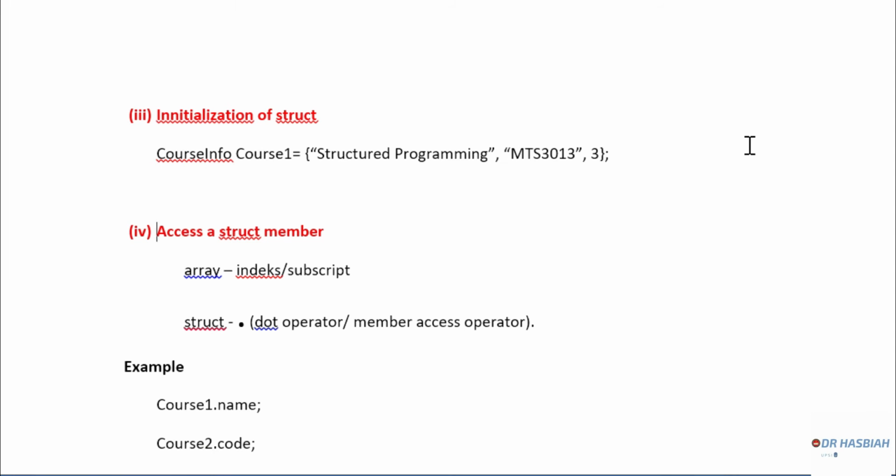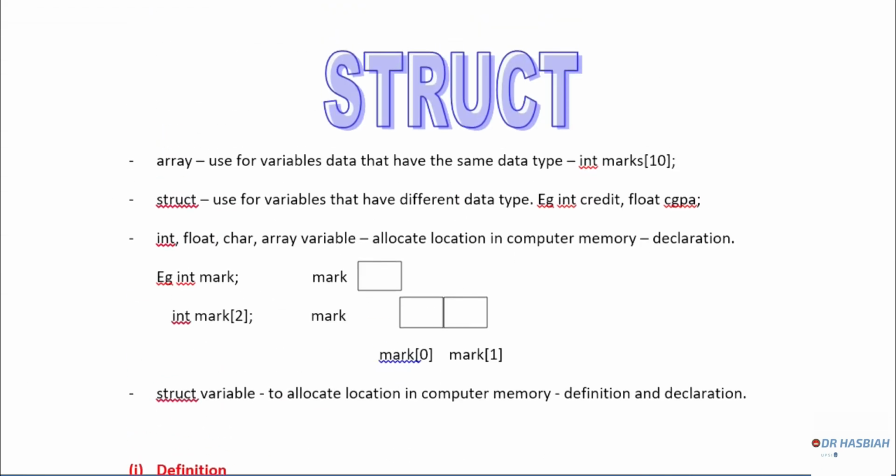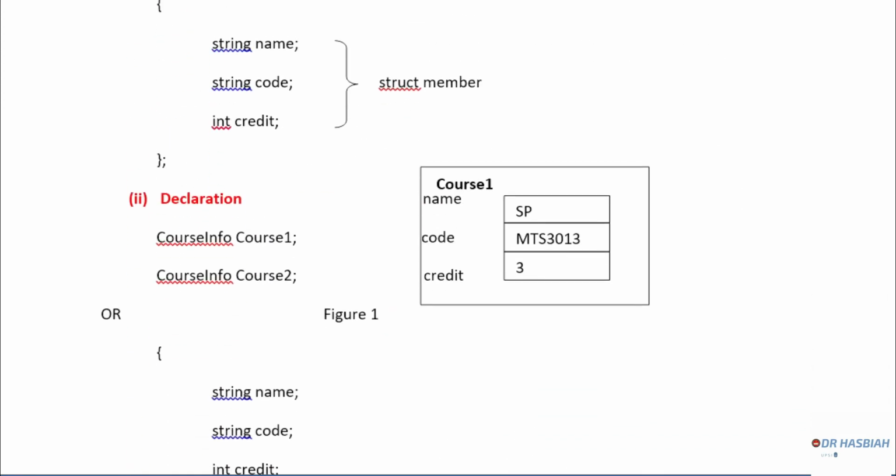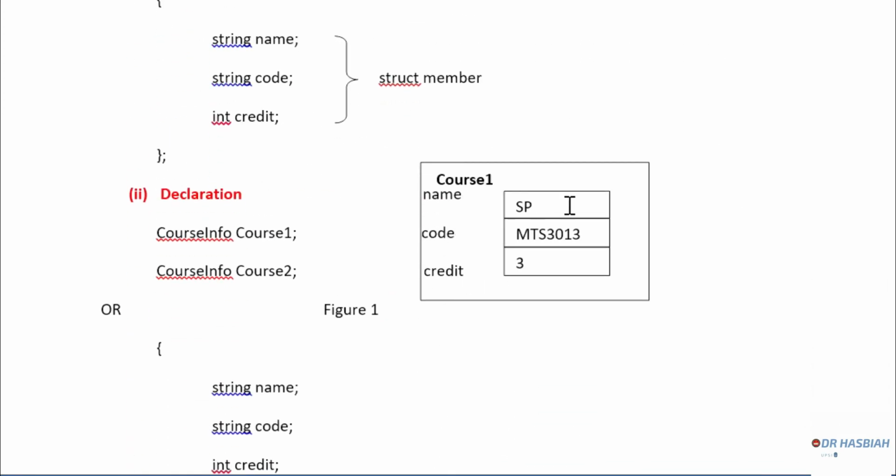Now we are going to see the third operation that we can do to a struct, which is the initialization of a struct. Before this, we did the initialization of an array. Today we are going to see how to initialize the struct. Let's say you want to input data in this box. Name, code, and credit, you don't have any data. Let's say the box is blank.